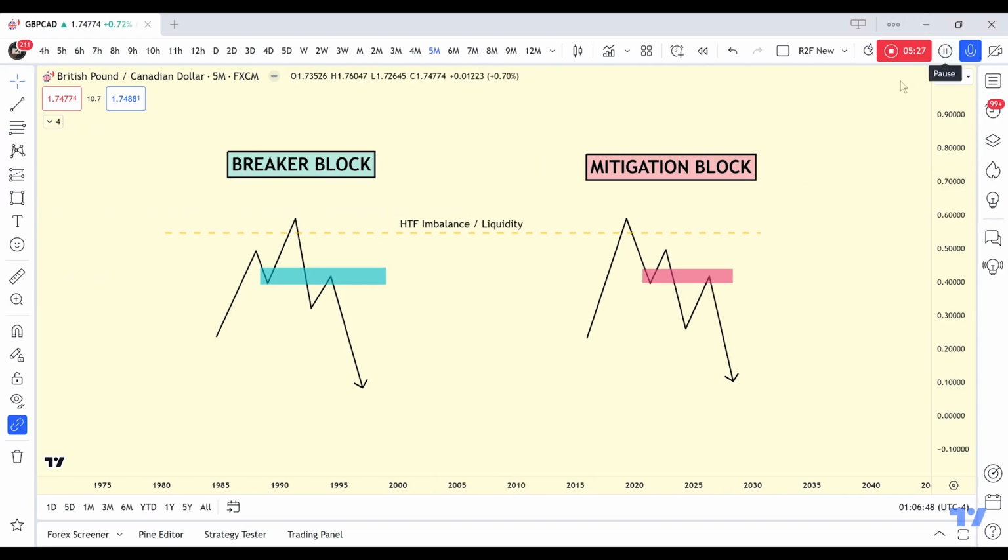So let's go see some real examples on the chart. Later on, I'll give you a simple mechanical way to trade these PD arrays, as well as a discretionary approach, which I personally use. And of course, some tips on how to increase the probability of your setups.